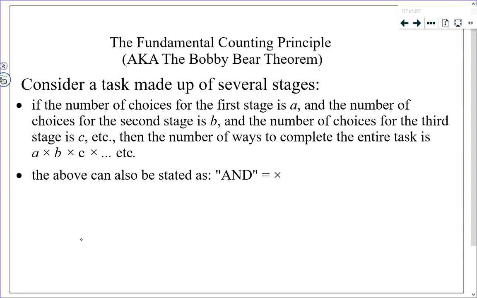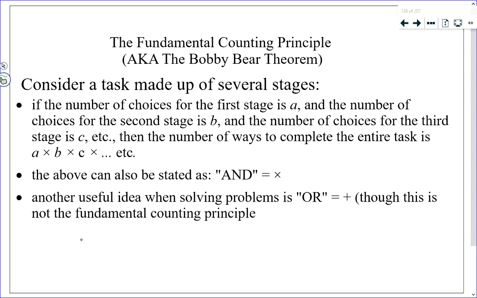Bobby Bear might have a whole bunch of shirts to choose, a whole bunch of pants to choose from. He's got 3 belts and 4 pairs of shoes. And he has 5 hats. How many ways can he get dressed if he's going to wear one of everything? Well, you'd take the number of shirts times the number of pairs of pants times the number of belts times the number of pairs of shoes times the number of hats.